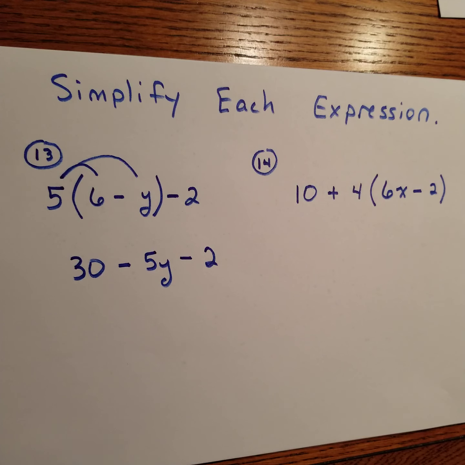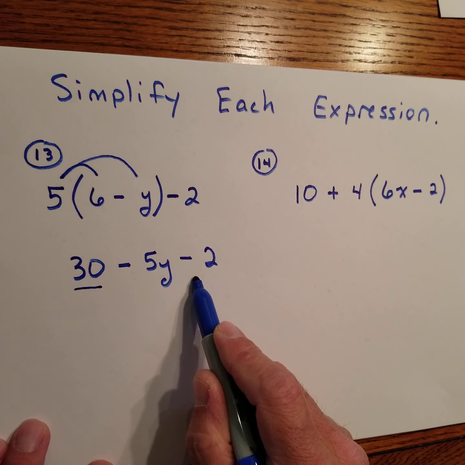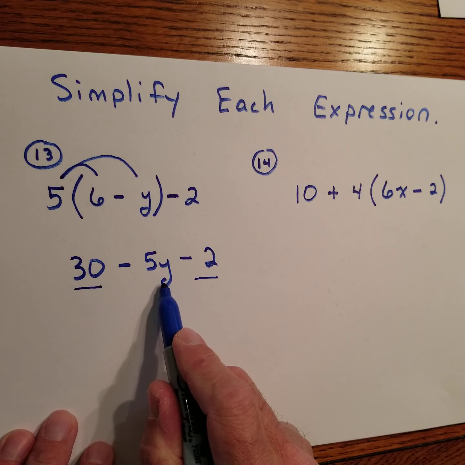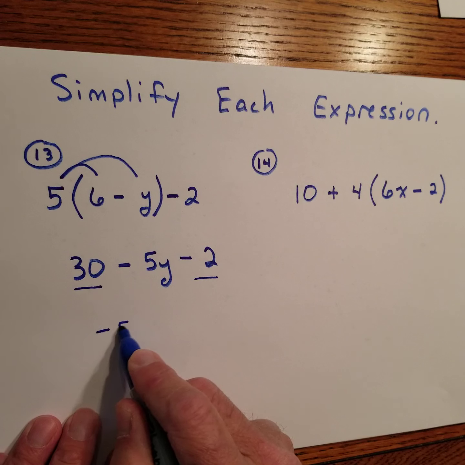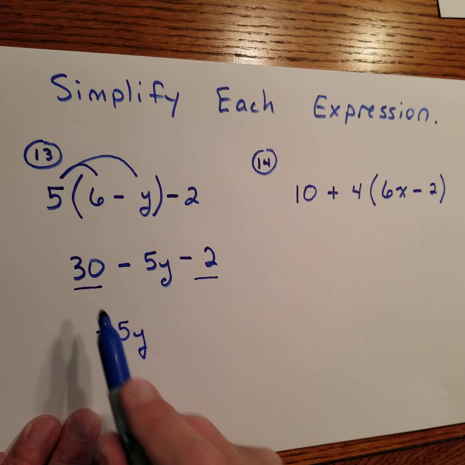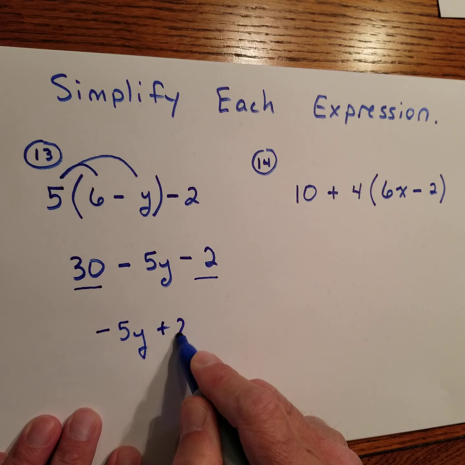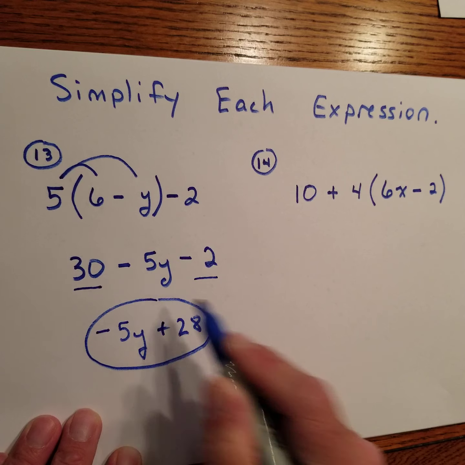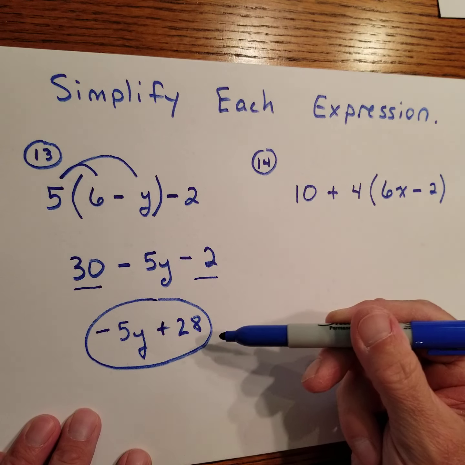Now look for like terms. The 30 does not have a y. The 2 does not have a y. I can put those together. This term does have a y. I cannot combine it. Let me write the negative 5y first. And then 30 minus 2 is 28. There's exactly how I want you to show your work. Write the problem down, distribute, combine like terms.